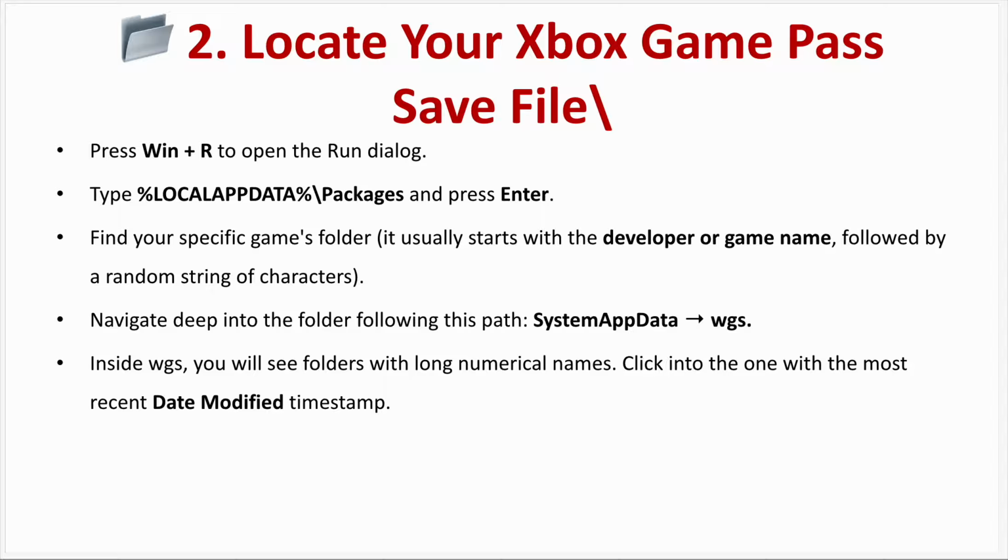Press Win plus R to open the Run dialog. Type %localappdata%\Packages and press Enter. Now find your specific game folder. It usually starts with the developer or game name followed by a random string of characters. Now navigate deep into the folder following the path, SystemAppData. Inside WGS you will see a folder with a long numerical name. Click into the one with the most recent date modified timestamp.